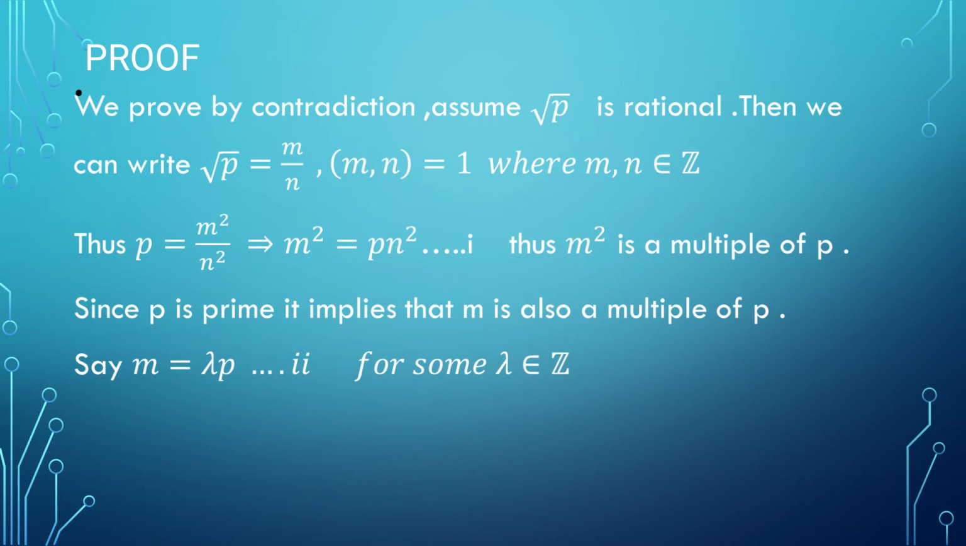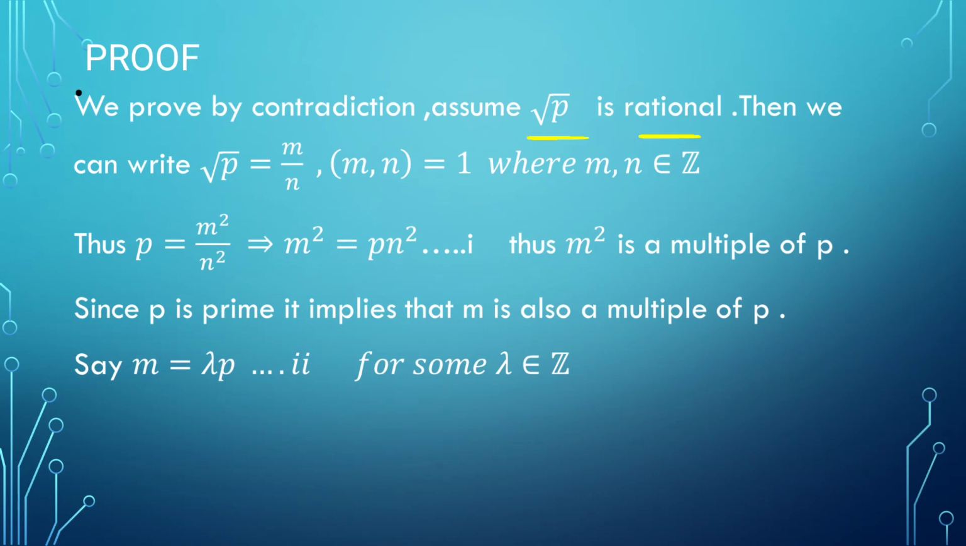And for us to prove this, we use a contradiction method. So we prove by contradiction. We assume that root P is rational. Then we can write root P as per the definition of rational. What is the definition of rational? A rational number can be written in the form m over n, where m and n are relatively prime.